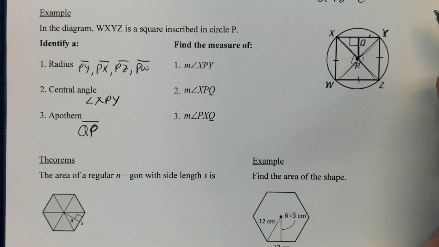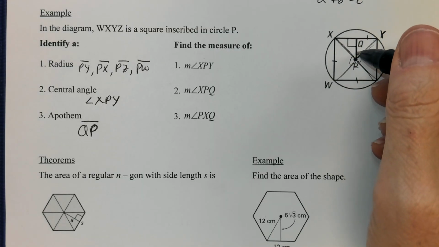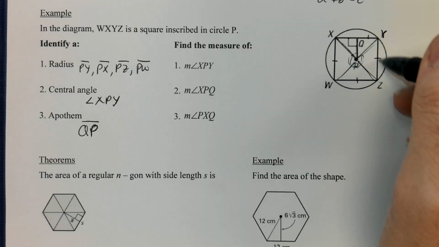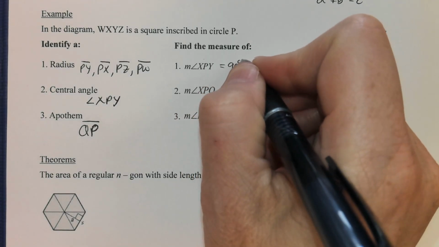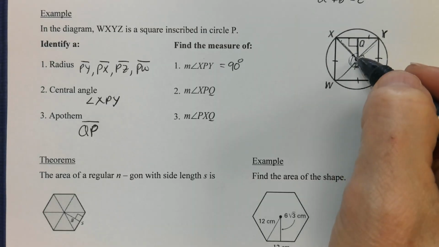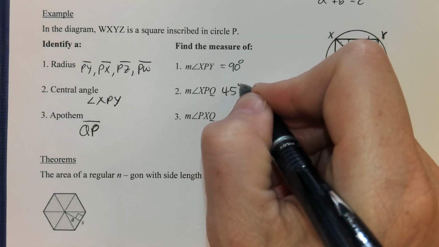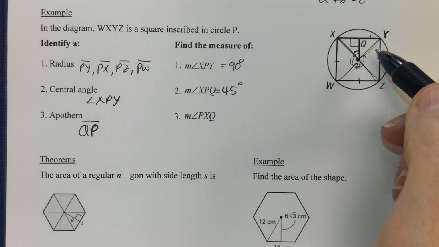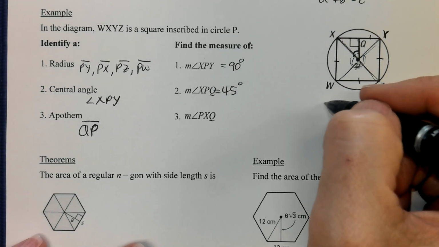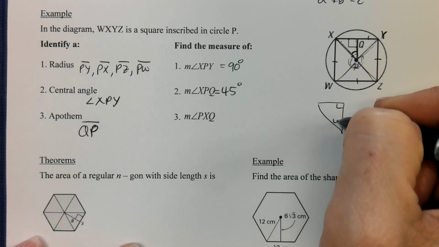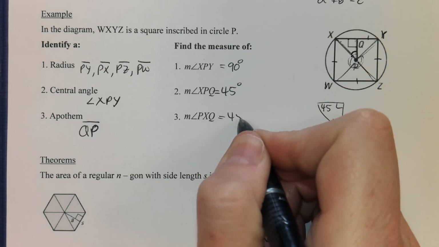So we're going to figure out how much each of these are. So from X to P to Y, I've got 360 again, divided by my 4 sides of my square, means that each of those are going to be a 90. X, P to Q, so now I just want half of that, so that's 45. And the last one, from P to X to Q, I'll just draw that triangle again. We've got a 90. We just figured out that was 45, which means that angle also has to be 45.